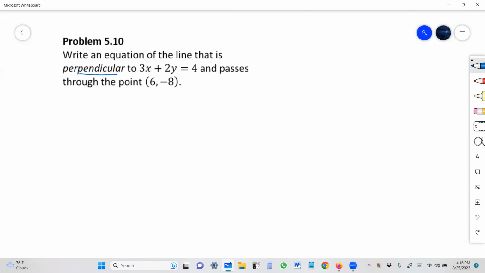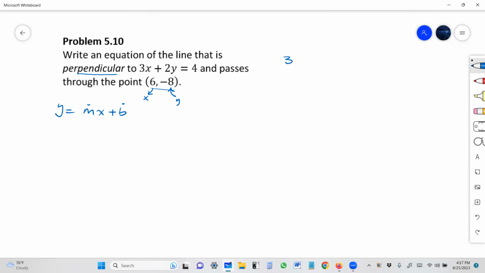Okay, so write the equation or find the equation of the line that is perpendicular to 3x plus 2y equals 4 and passes through a point. Again, I am going to begin with mx plus b. I need to find m, I need to find b, and you should know by now that to find b, I am going to use the point given, but I'm not going to do it yet. I first need to find m.